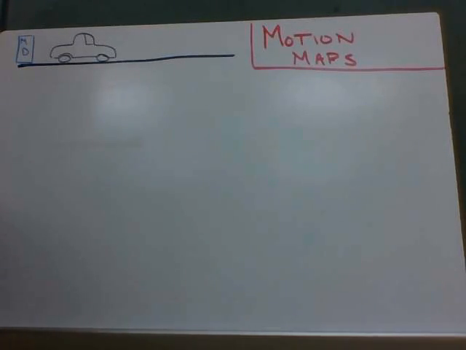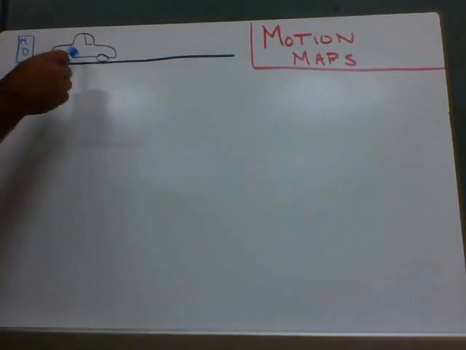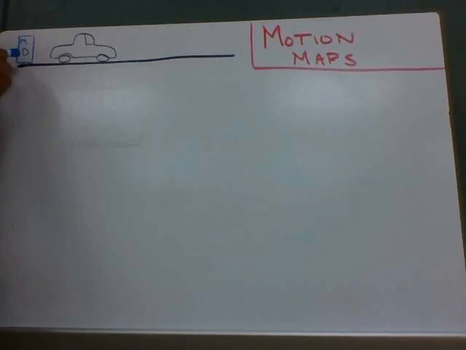I am talking about motion maps, mainly for people that weren't in class while I went over it and we talked about how to do motion maps. Let's start with a scenario. I've got this car here, and here is our motion detector. Okay, motion detector here, and our car is sitting right there.